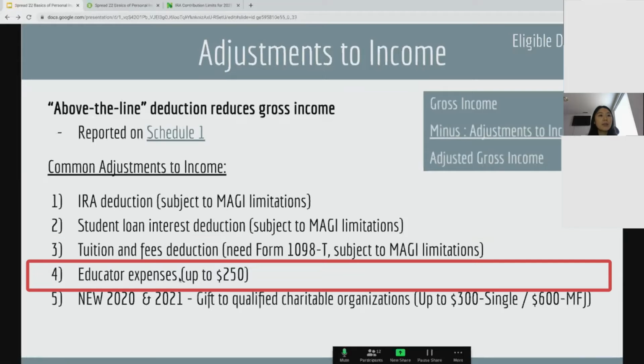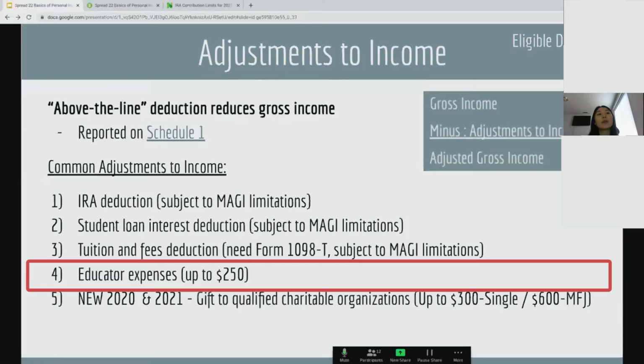Number 4, educator expenses. I know we have a lot of educators in our audience. So if you made any expenses for the benefit of your students or for your classroom or whatever, you can adjust your income for up to $250 without MAGI limitations.